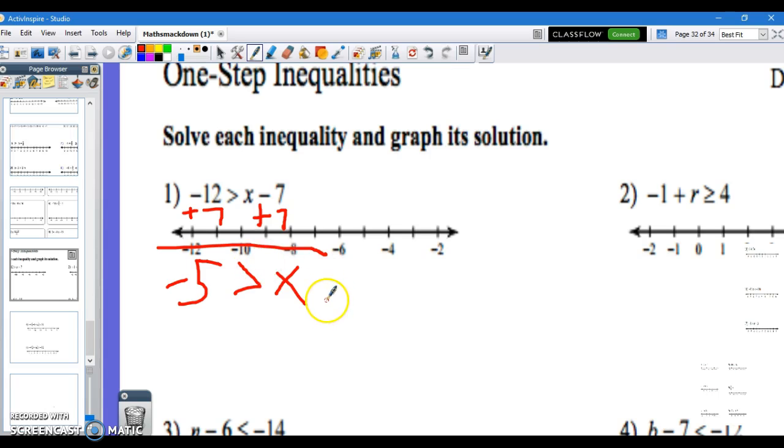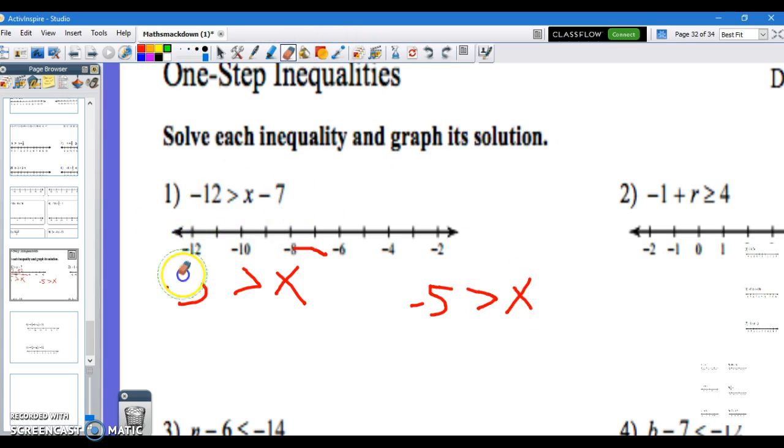So negative 5 is greater than x. That's how we read it. If you said in your head x is smaller than negative 5, you're reading it backwards. It's true, but that's not what it said on paper. On paper, it says negative 5 is greater than x. I'll move it down here so I'm not on top of my number line. Negative 5 is greater than x. There we go. So now, for the graphing.